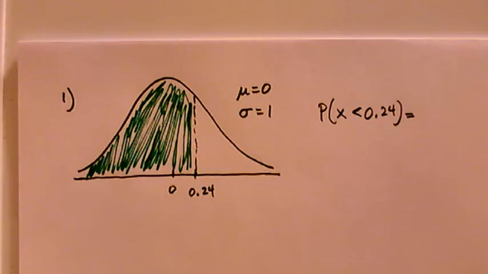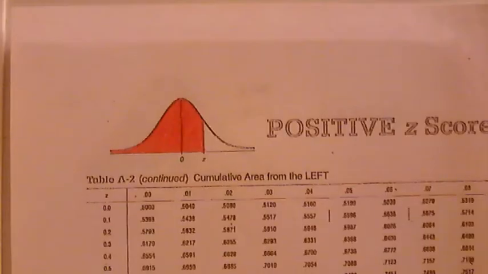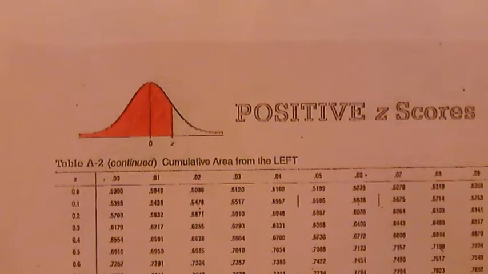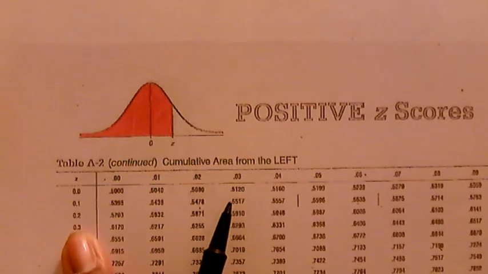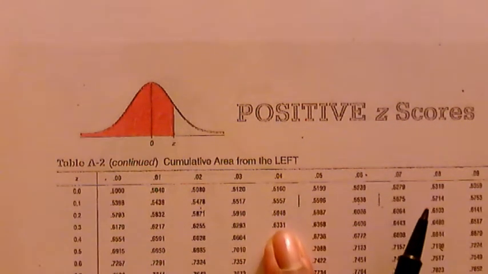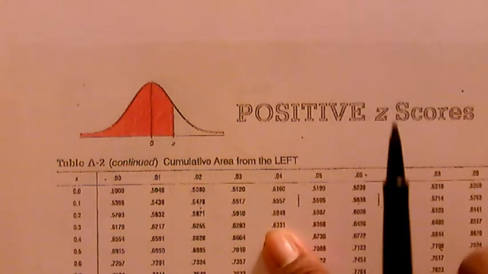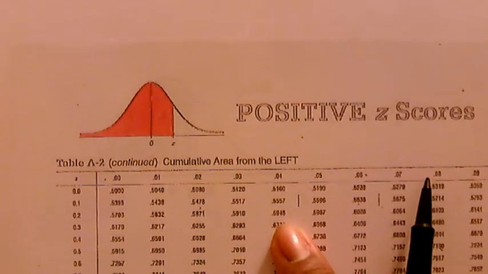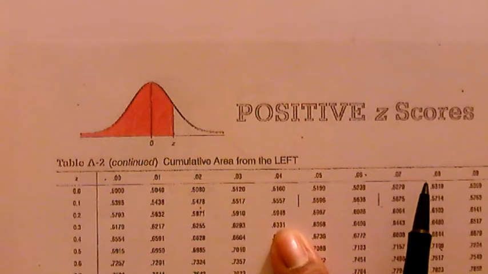Now, we can go ahead and use our table A-2, which is the standard normal distribution table. And keep in mind, it is a positive value, so we look under positive z-scores here. Okay, and then we look under 0.2, which is on the left side of the z-score, and go to the right to find 0.04. And 0.04 is up here, so we read down and across for 0.24. That decimal value is 0.5948.